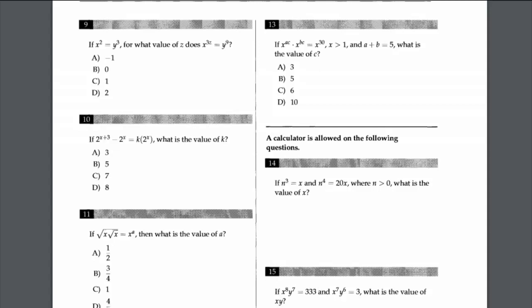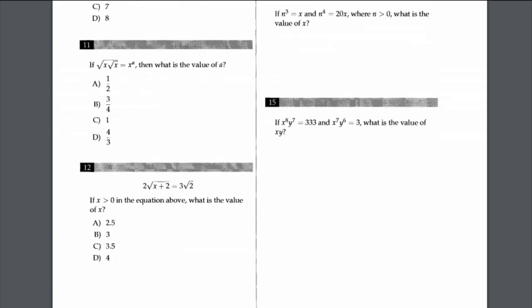So what is the value of x? It's 20 to the power of 3, it means 20 times 20 times 20, which is 8,000. Because it's 2 times 10, you know 2 times 2 times 2 is 8, and 10 times 10 times 10 equals 1,000.